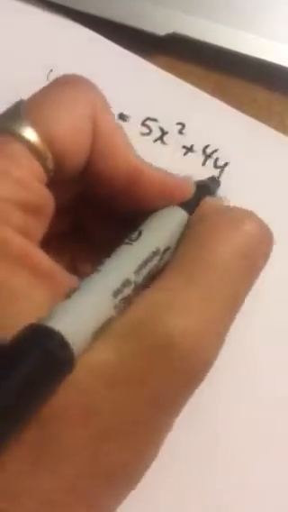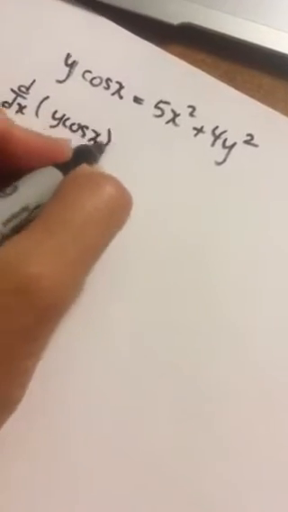So here, let's think about some implicit differentiation. Let's suppose we have y times cosine of x equals 5x squared plus 4y squared, and we want to find dy dx. So what we do is we take the derivative with respect to x of both sides of the equation.